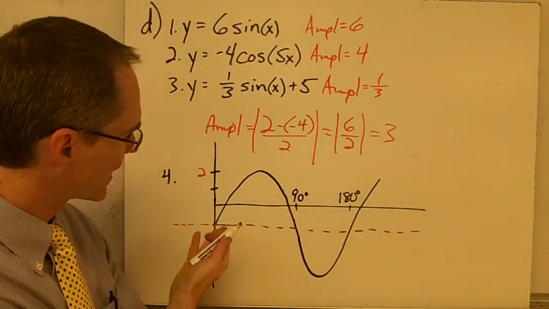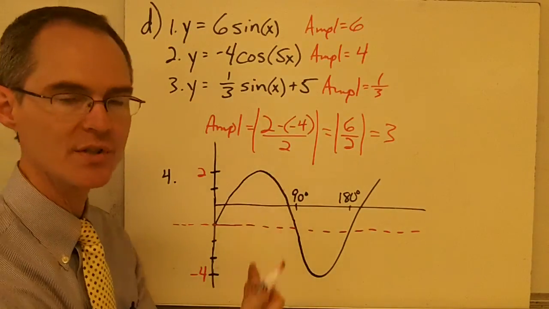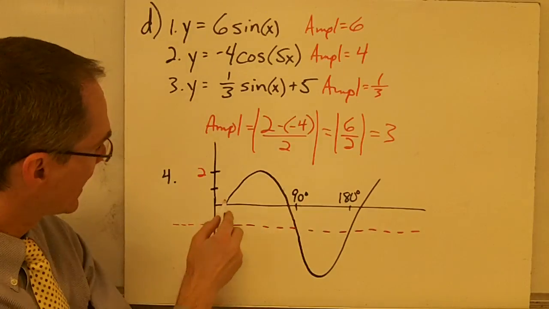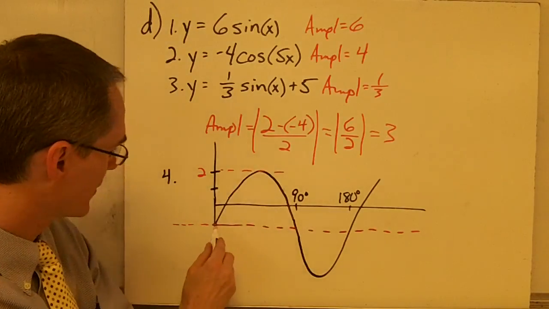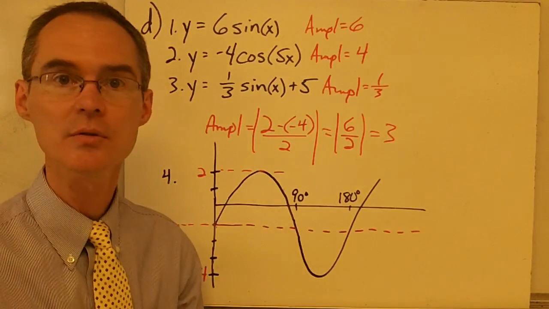And I could also find that just from looking at the graph. If I start from my midline, well, how tall is it? What's the height of my function from the midline? And I can see that from here up to here is 1, 2, 3 units. So my amplitude is 3.